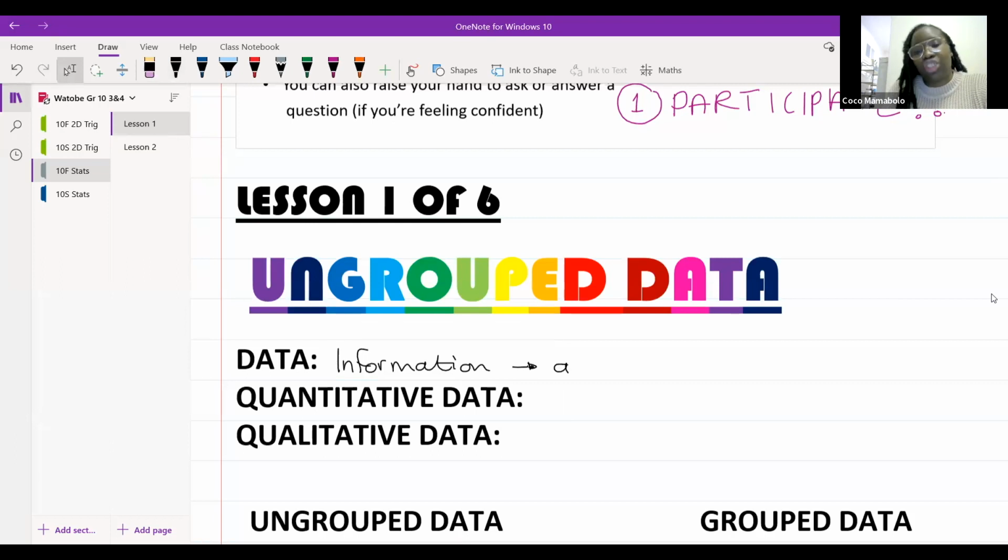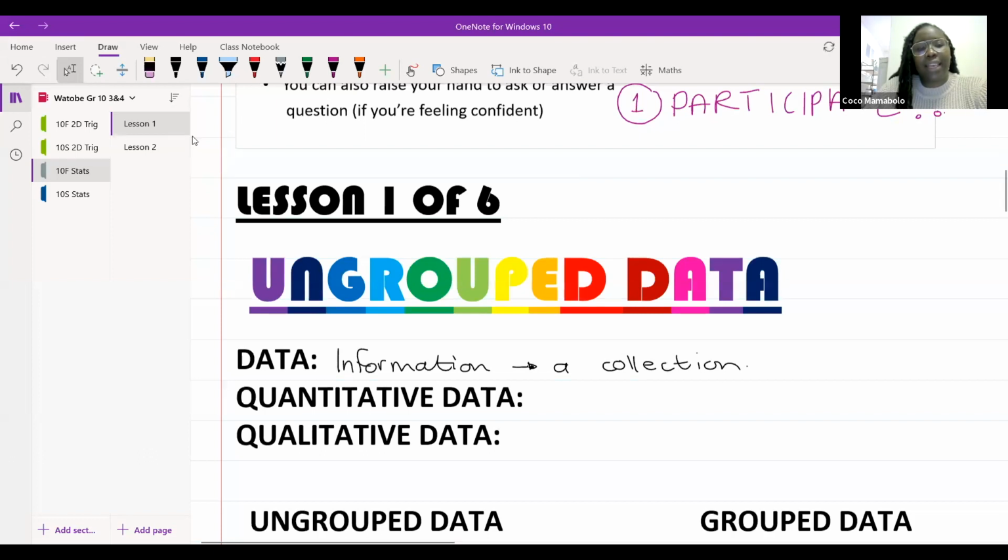It's a collection of information. So we're going to take information and we're going to collect it. But there are different ways we can collect information. We can look at quantitative data and qualitative data.